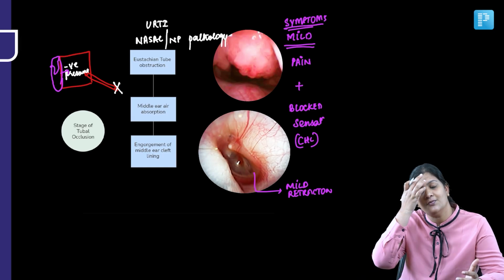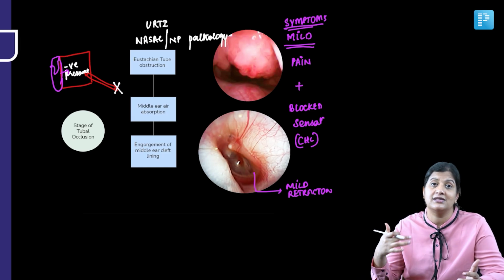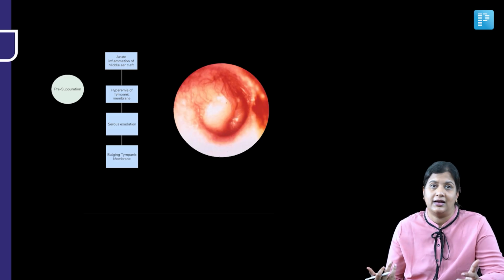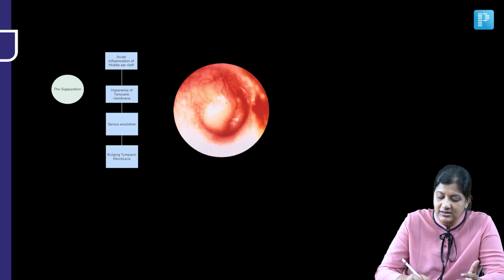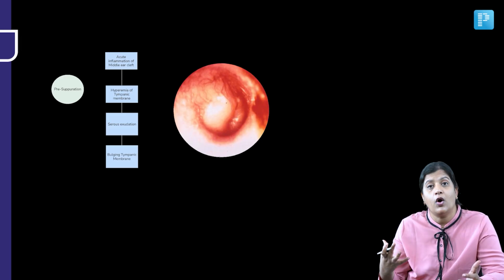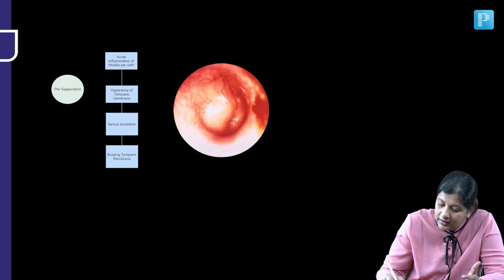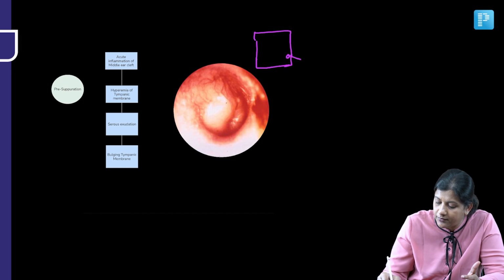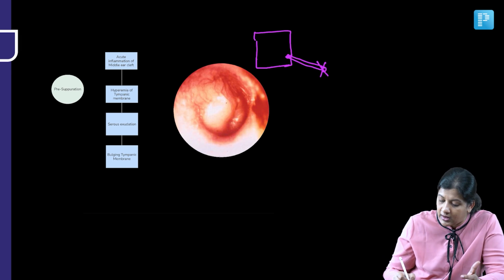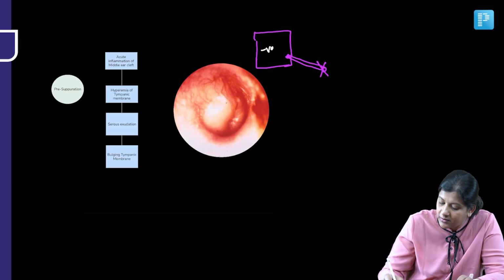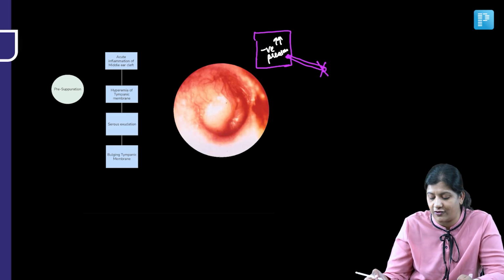But if the patient doesn't present to you in this stage and the disease progresses, where would it lead us to? The next stage is called the stage of pre-suppuration. So, what happens in this stage of pre-suppuration? Here, the middle ear obstruction continues because the eustachian tubal obstruction is not relieved. There is a negative pressure in the middle ear and this negative pressure is only increasing and increasing. So, there is a building up of negative pressure.